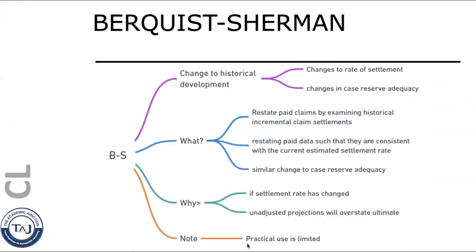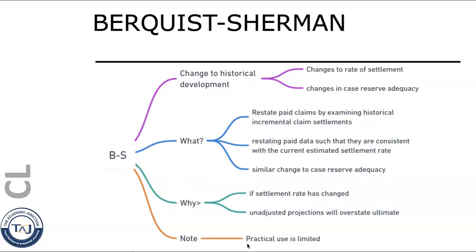What do you guys know about the Berkowitz-Sherman method? I have no idea. Even I don't think I've used it anyway. It's not a usage per se. It's basically an adjustment that is made to the chain ladder technique when there are two things observed: one, a change to the rate of settlement, and two, changes in case reserve adequacy. If you notice that these things are different, you can use this technique called the Berkowitz-Sherman technique to arrive at the final ultimate figures.